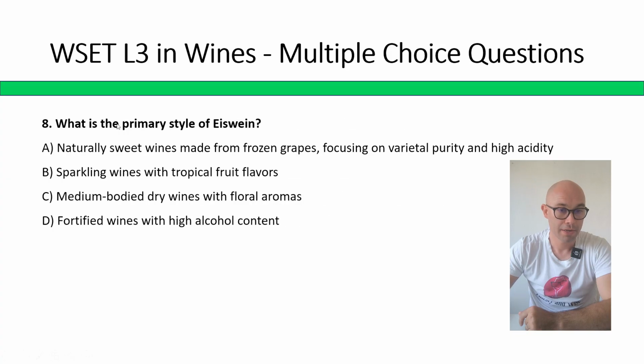What is the primary style of ice wine? Naturally sweet wines made from frozen grapes, focusing on varietal purity and high acidity. Sparkling wines with tropical fruit flavors, medium-bodied dry wines with floral aromas, fortified wines with high alcohol content. So the correct answer is A, naturally sweet wines.